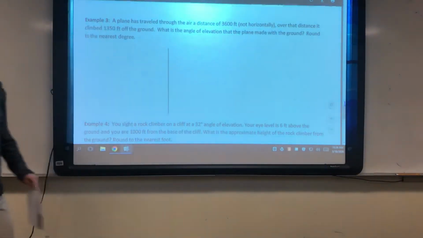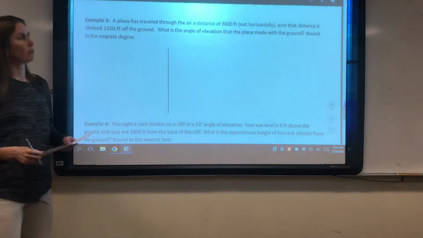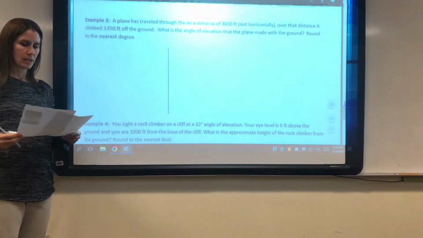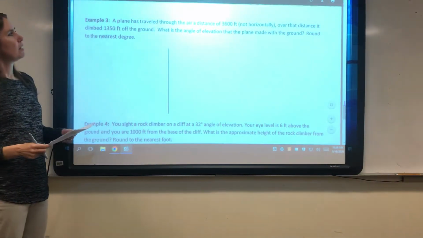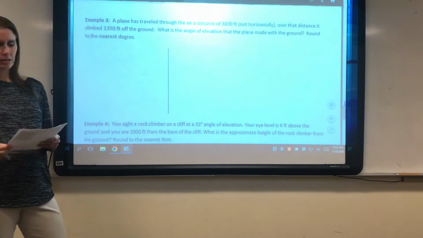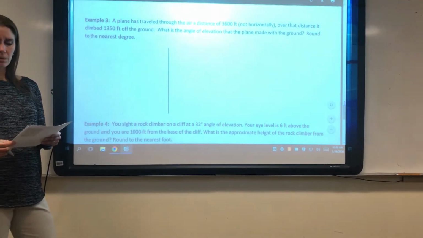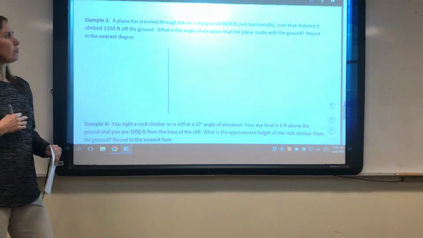So on this one, it says a plane has traveled through the air at a distance of 3,600 feet, not horizontally this time. Over the distance, it climbed 1,350 feet off the ground. What is the angle of elevation that the plane made with the ground? So this time they're looking for an angle.